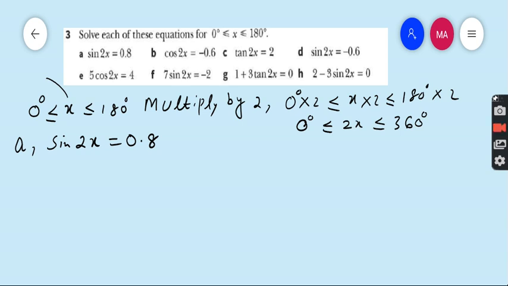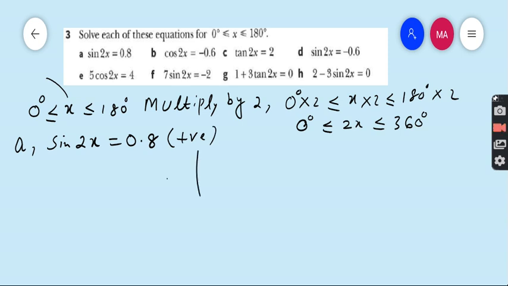the angle is given. What is the angle? Angles are those which are written after trigonometric functions. So you can see from part A to part H, each and every trigonometric function has double the angle. So now we are able to do part A to part H. Come to the question. sin 2x equals 0.8, which is positive.